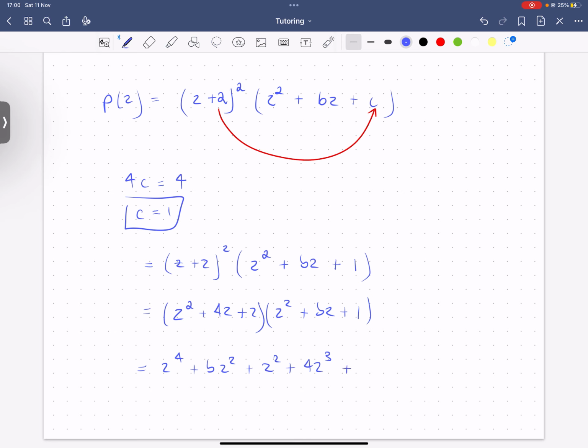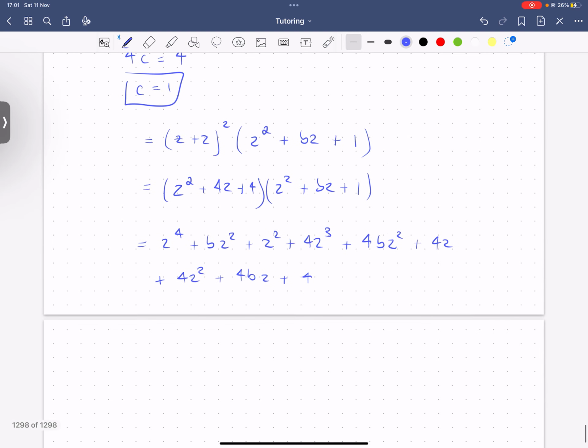plus 4bz squared plus, that's a 4 there, pardon me, plus 4z plus 4z squared plus 4bz plus 4. Now we're going to have a look at everything.